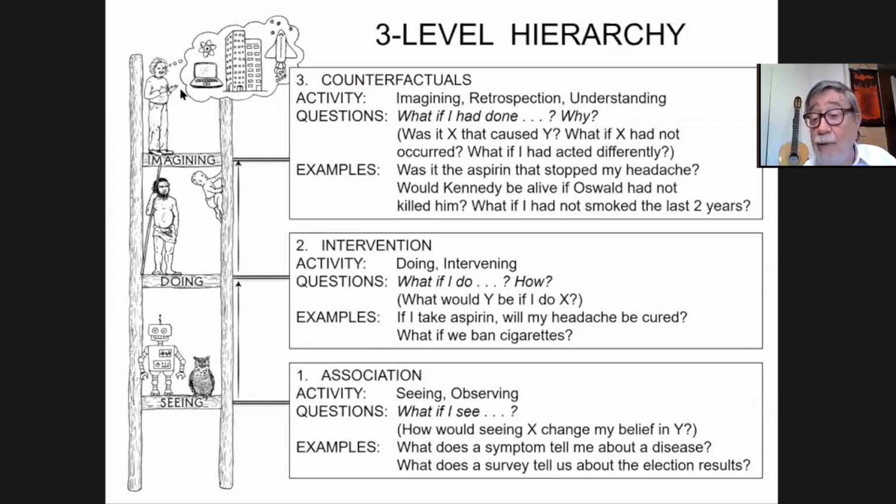And on top, we have the highest possible level that I can think of. It's counterfactual, imagining, retrospective understanding. I don't have any more fancy words to decorate it with. So here we want to see the development, the imagination and the creativity of scientific thinking.